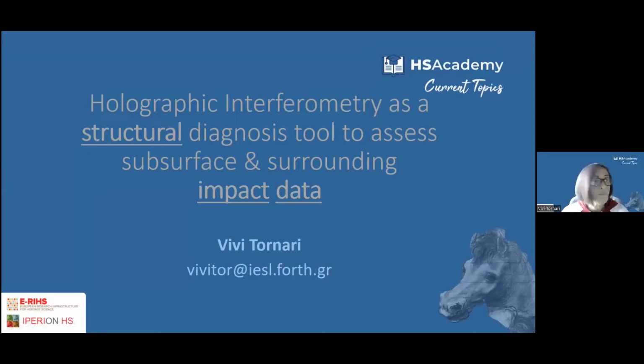So today I'm going to speak about holographic interferometry and how it can be used as a structural diagnosis tool for getting the impact data from the subsurface and the surrounding of the object of interest.